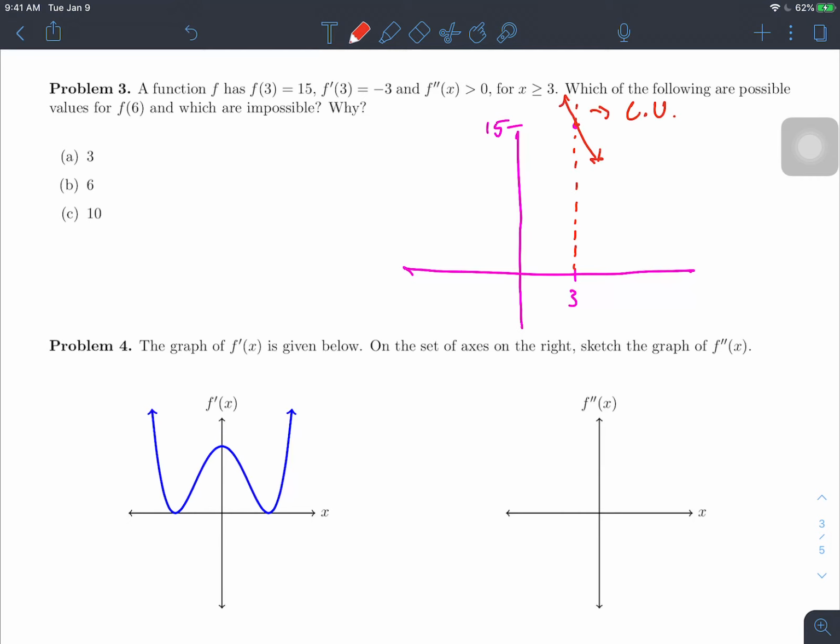is negative 3. And we're supposed to decide whether it is mathematically possible for f of 6 to equal 3, or f of 6 to equal 6, or f of 6 to equal 10. That's what we're supposed to decide.